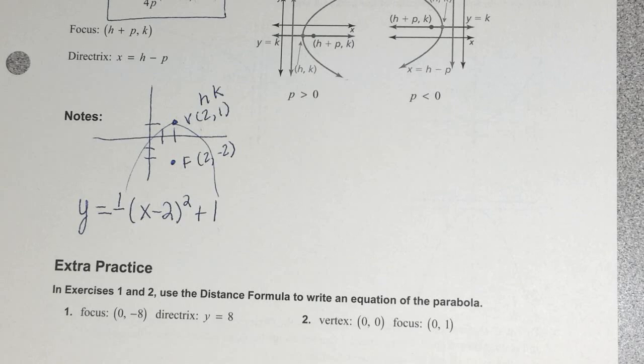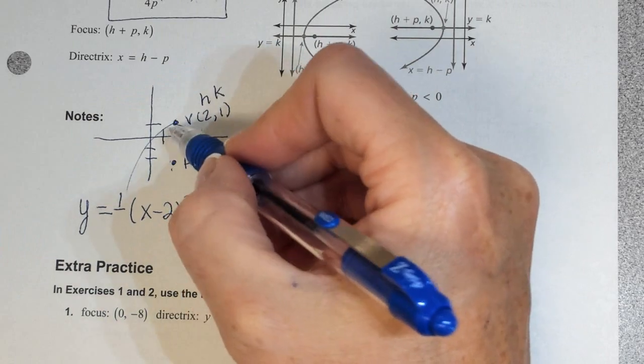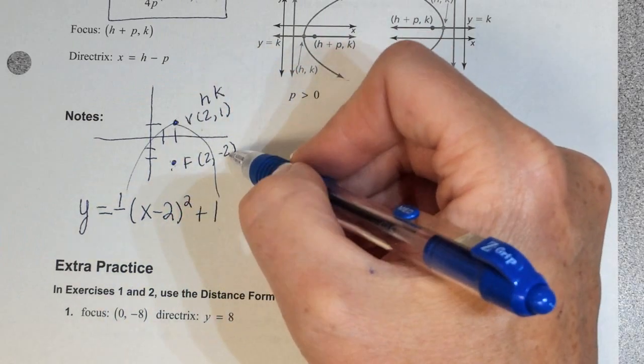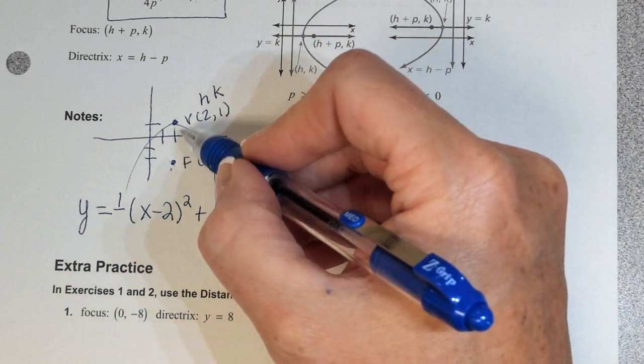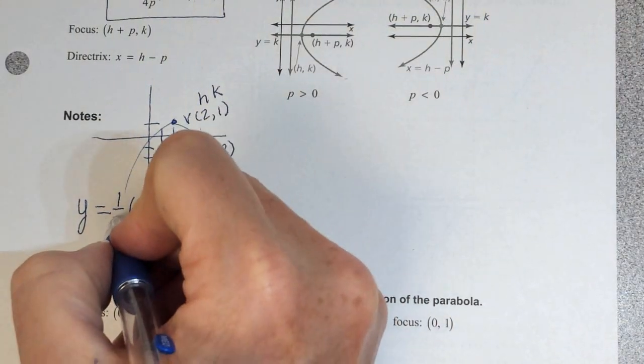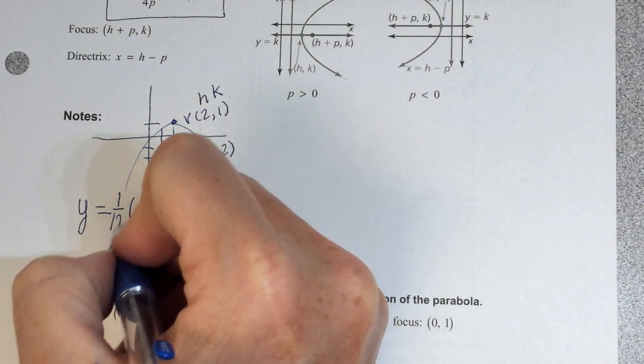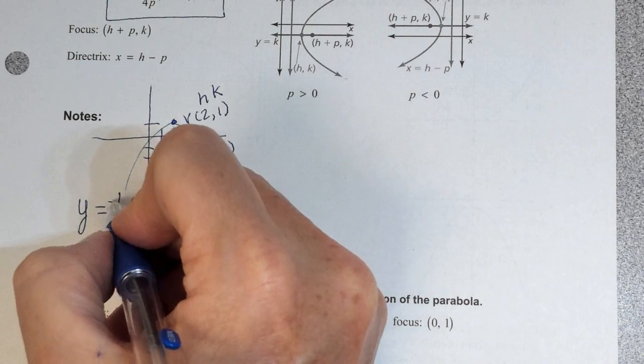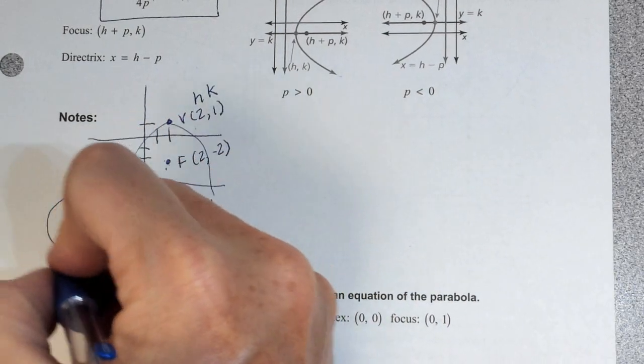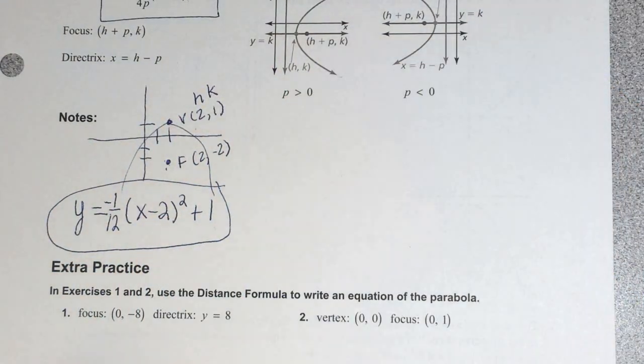So what is it? It's 4p. What's p? 2. Is it 2 from here to here? 3, isn't it? Isn't that the distance? 3? Count it. 1, 2, 3. So what's going to go under here then? 12. And then what about the sign? Negative. So p is the distance from the vertex to the focus? Yep.